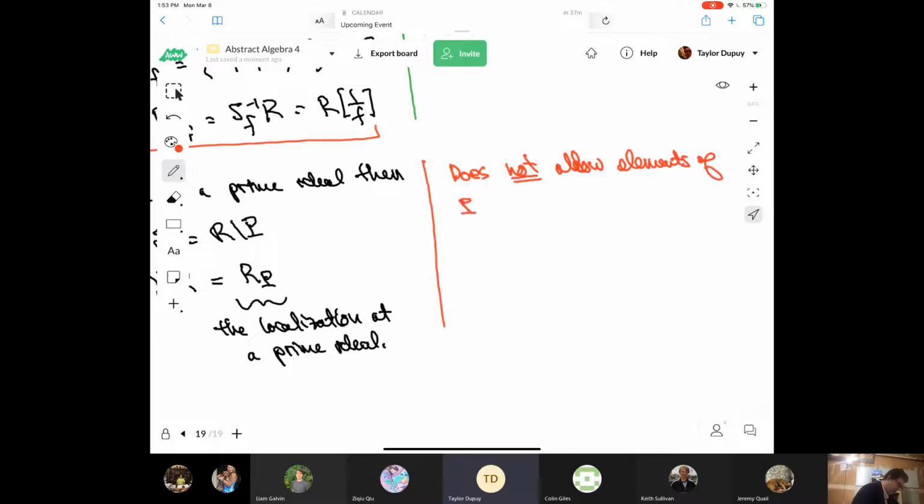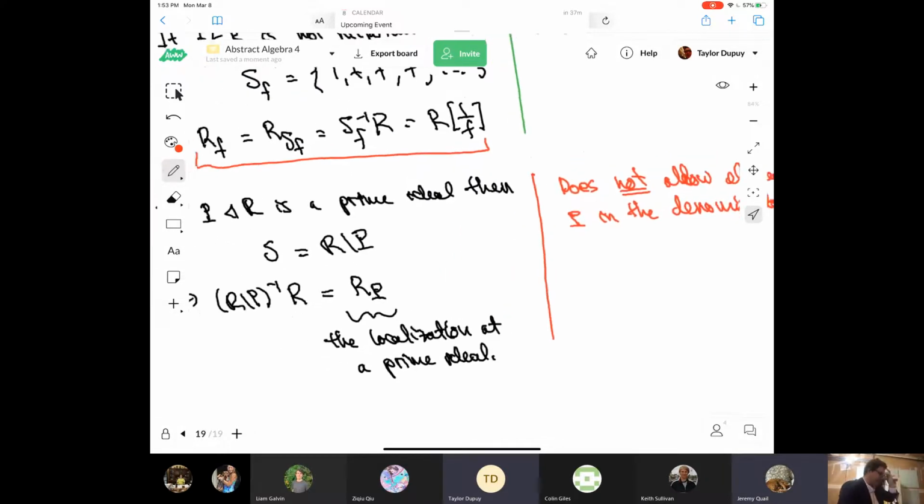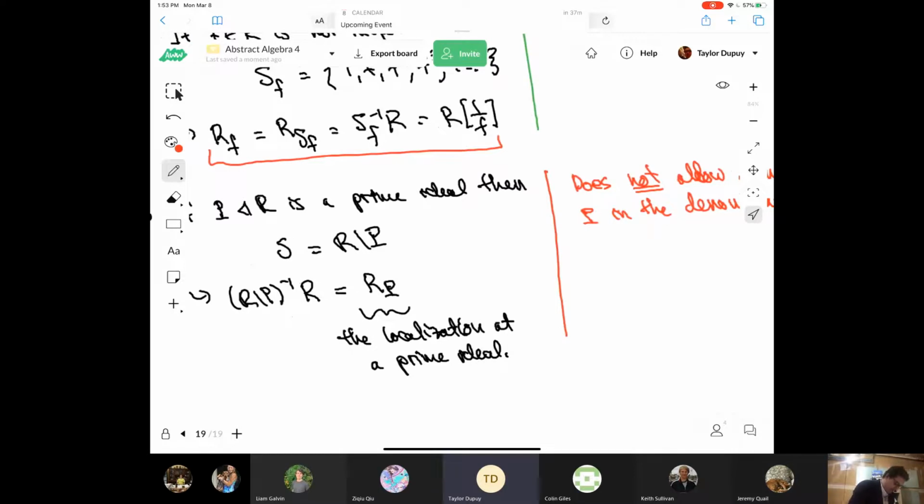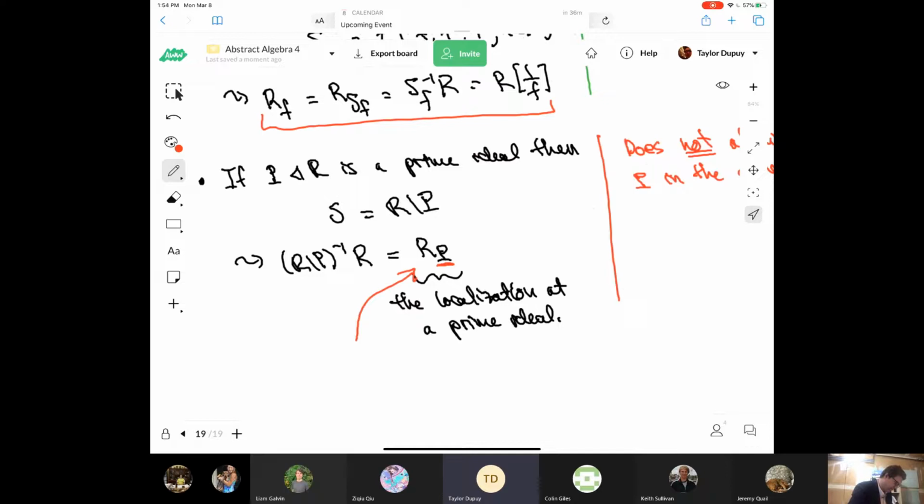Of P in the denominator. Wait, but the notation is the same? Yeah, that's the crappy part, right? This R sub P says that you're removing P when it's a prime ideal. That's why this is a bad notation. I didn't make it, but it's a little bit bad. I mean, it is convenient at times, because you don't want to write R set minus P every time. And this is so common, right?